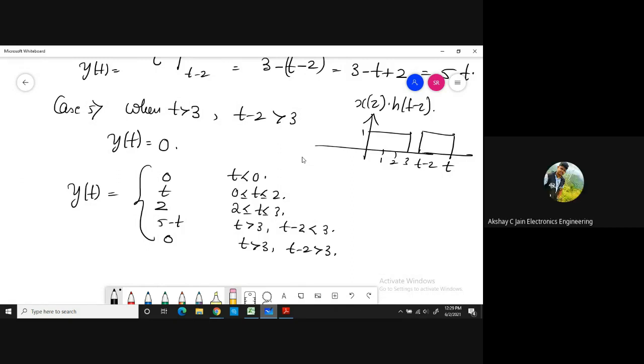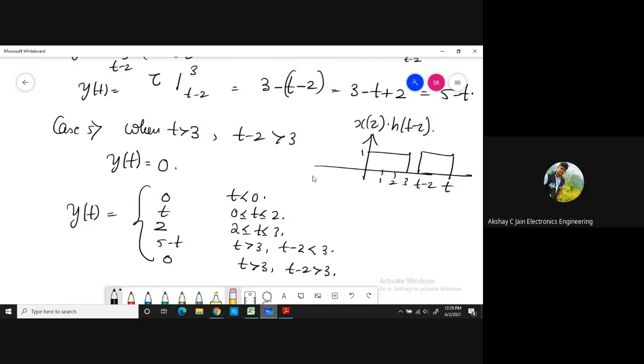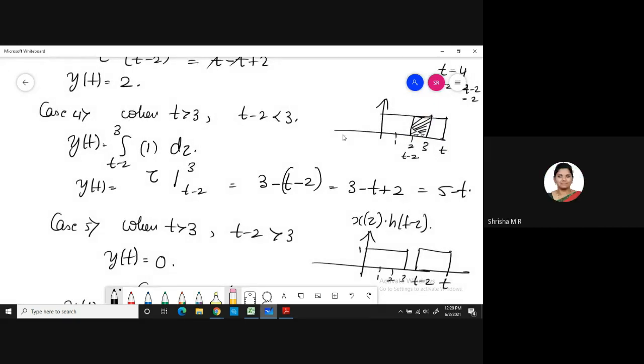Ma'am, for the fourth condition, can we take 3 less than or equal to t less than or equal to 5? Which one? For the fourth condition, yes. What will you take? 3 less than or equal to t less than or equal to 5. If we shift, we will get the same, no, ma'am. So you're telling t equal to 3? No, ma'am. Okay, t minus 2 equal to t. Come again. 3 less than or equal to t less than or equal to 5.